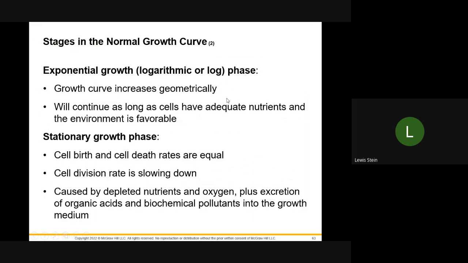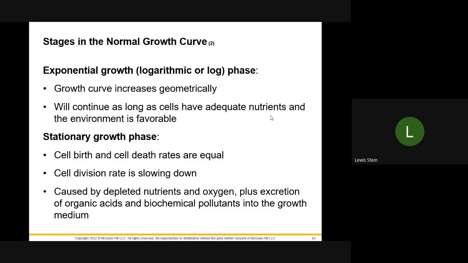Once they enter log phase, it's not geometric, it's exponential. The curve looks geometric, but it's exponential. It will continue as long as the cells have adequate nutrients and the environment is favorable. What do we see? Two things. And this is really the take-home point of understanding this curve.